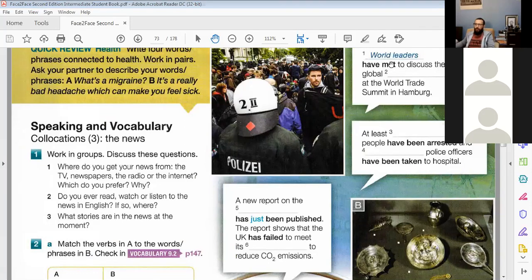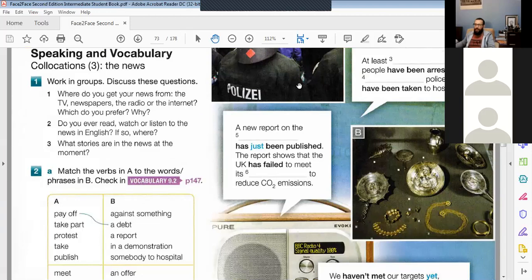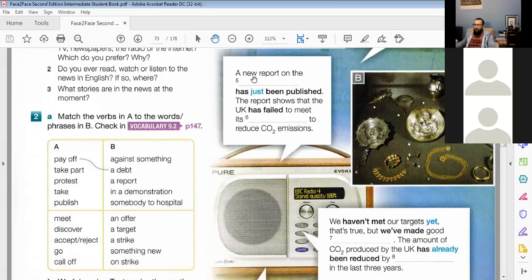So it says here, world leaders have met to discuss the global economy. Is this present perfect simple active or passive? What do you think? Active. Correct. Active. That's right. At least 40 people have been arrested. Active or passive? Passive. Passive. 40 people have been arrested. Passive. Yeah. 6 police officers have been taken to hospitals. Active or passive? Passive. Passive. That's correct. A news report on the economy, on the environment has just been published.